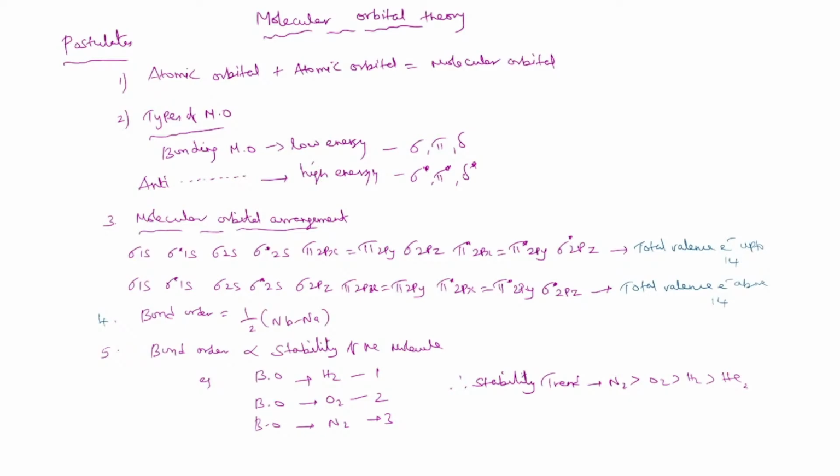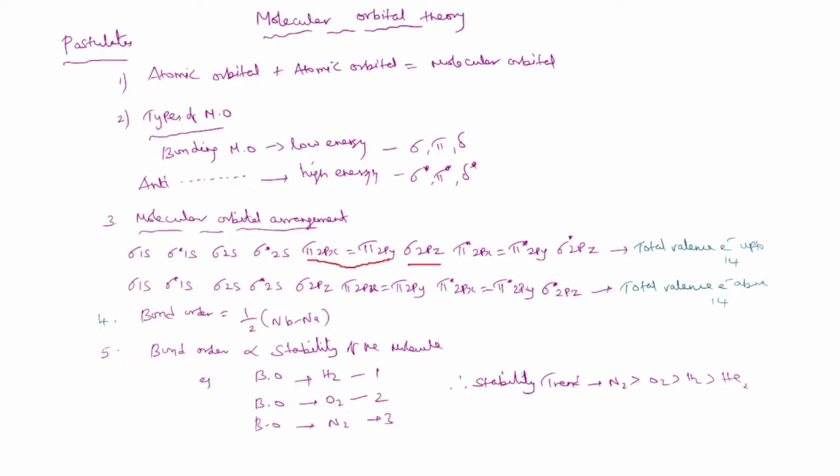I have given one more trend below. There is a small change in the molecular orbital arrangement: the pi 2px, pi 2py and sigma 2pz are interchanged. Simply remember that sigma 2pz will come first, and pi 2px and pi 2py will come next. Only these two interchange, everything else is the same.